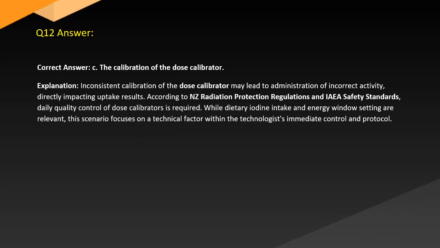Answer. Correct answer: C. The calibration of the dose calibrator. Explanation. Inconsistent calibration of the dose calibrator may lead to administration of incorrect activity, directly impacting uptake results. According to NZ radiation protection regulations and IAEA safety standards, daily quality control of dose calibrators is required. While dietary iodine intake and energy window setting are relevant, this scenario focuses on a factor within the technologist's immediate control and protocol.